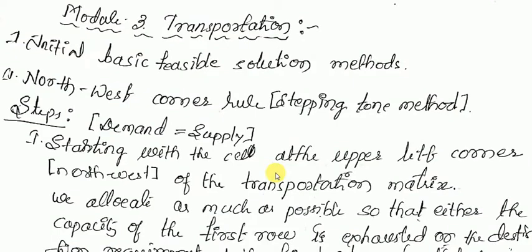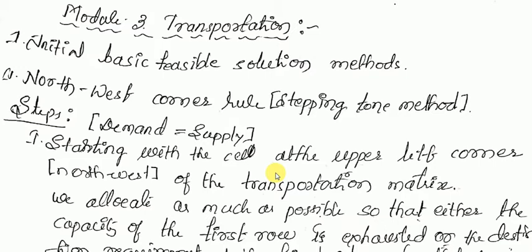Module 3, Transportation Problems. In this transportation problem, the initial basic feasible solution can be calculated by many methods. We'll explain three methods one by one in different videos. The first method is the northwest corner rule or stepping stone method.